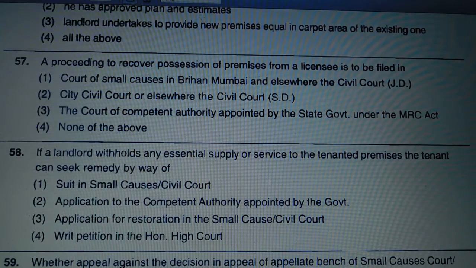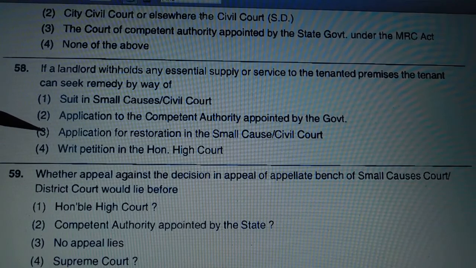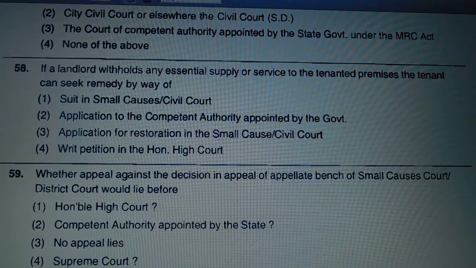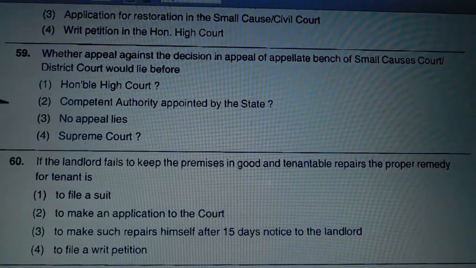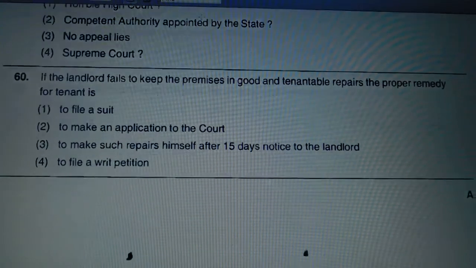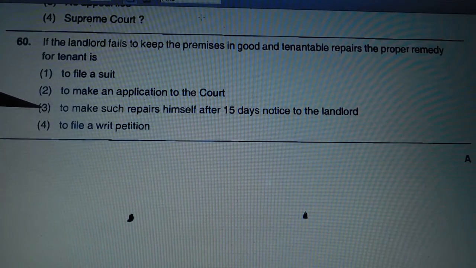Question number 58. If a landlord withholds any essential supply or service to the tenanted premises, the tenant can seek remedy by way of. The answer is application for restoration in the small cause or civil court. Question number 59. Whether appeal against the decision in appeal or appellate bench of small cause court or district court would lie before. The answer is no appeal lies. Question number 60. If the landlord fails to keep the premises in good and tenantable repairs, the proper remedy for tenant is. The answer is to make such repairs himself after 15 days notice to the landlord.